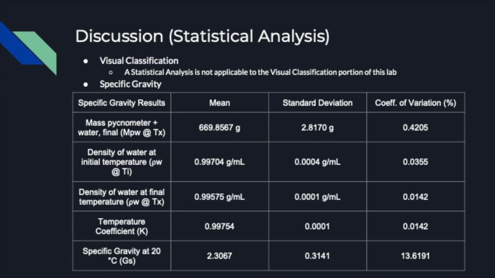These measurements were the mass of the pycnometer plus water final, density of water at initial temperature, density of water at final temperature, temperature coefficient K, and specific gravity at 20 degrees Celsius. Our data was very similar to the data given from the other groups, showing that the accuracy of our data can be assumed to be correct.